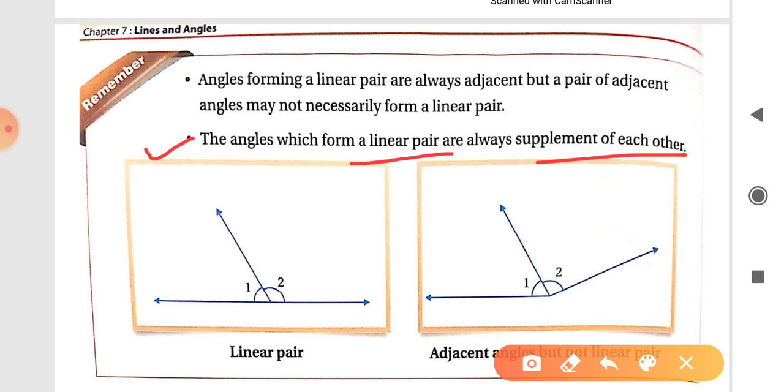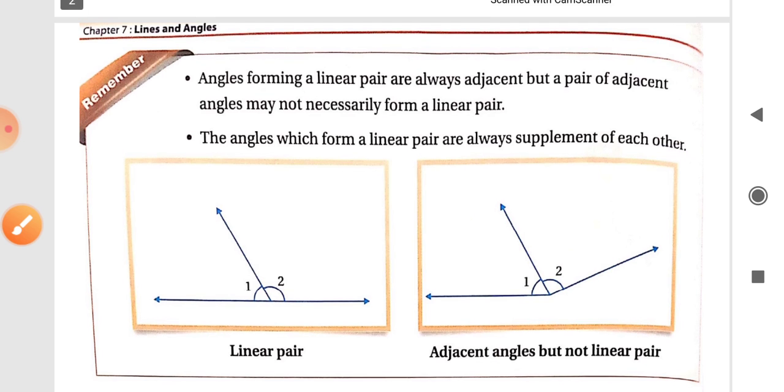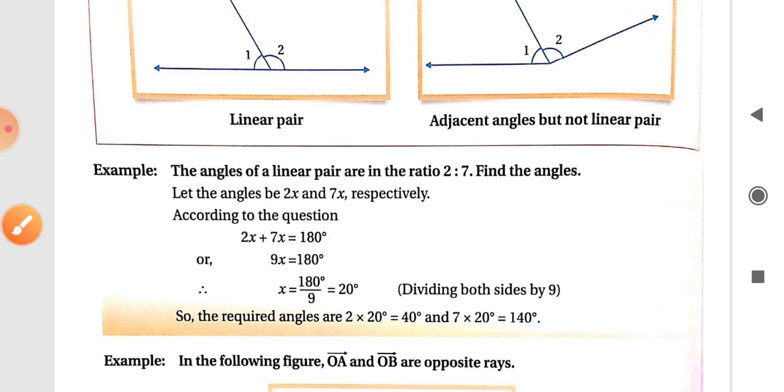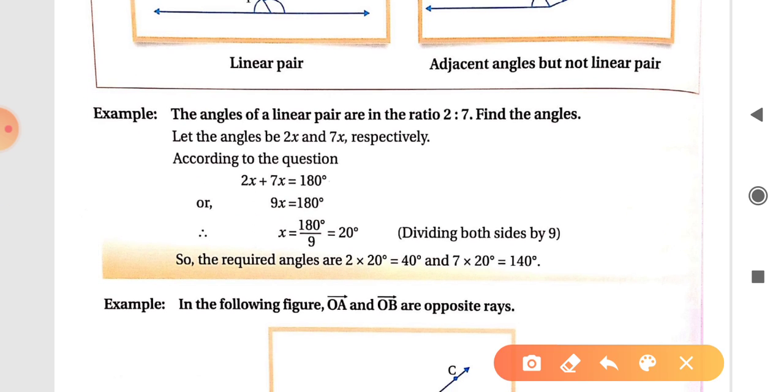The angles that form a linear pair are always supplements of each other, because it is also in the definition of a linear pair. Next is an example. The angles of a linear pair are in the ratio 2:7. Find the angles.